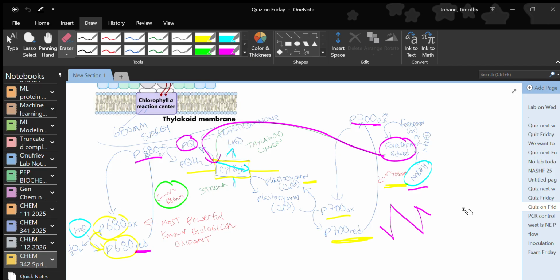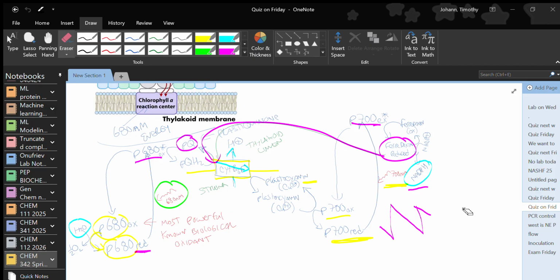Yes? Do we need to know anything specific about cytochrome b6f or plastocyanin? You don't need, this is like complex 1. Right, so you need to know it pumps protons as electrons go through. But there's no specific thing to know about it. You do not need to know anything specific about it beyond that.